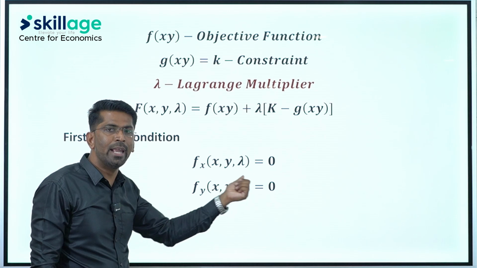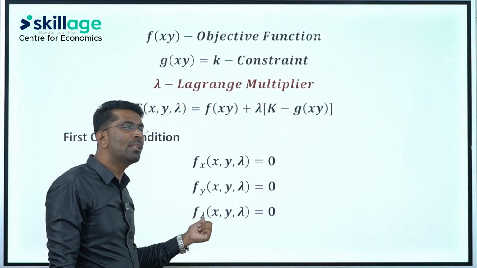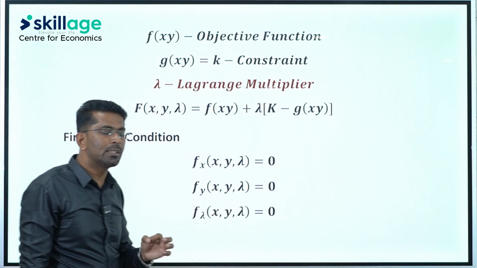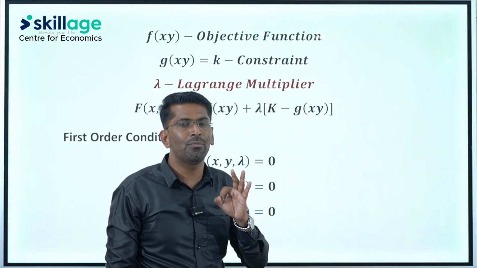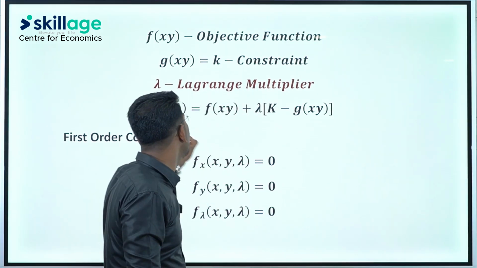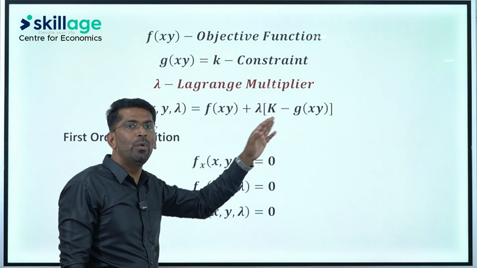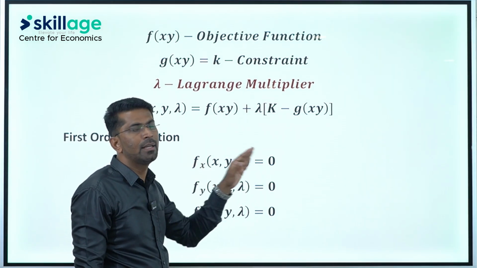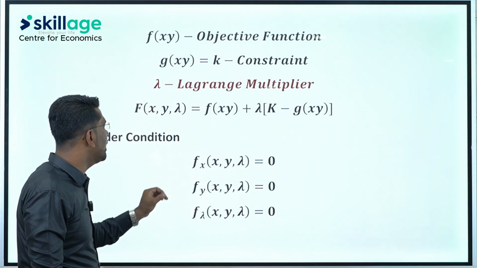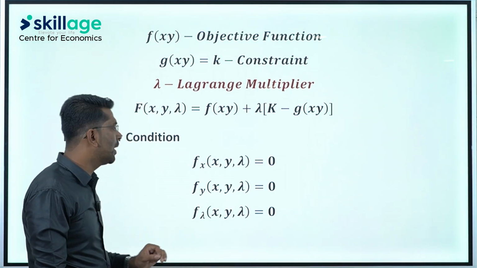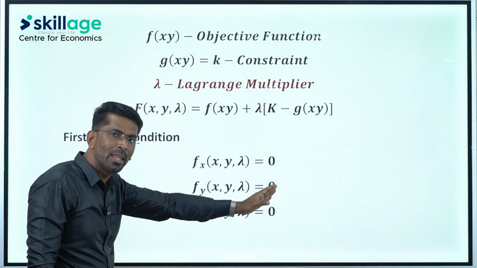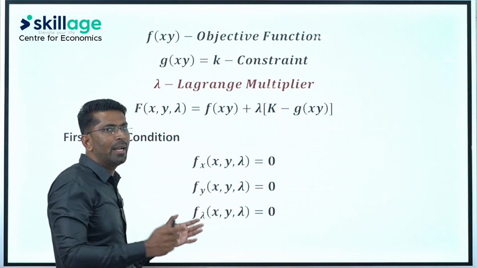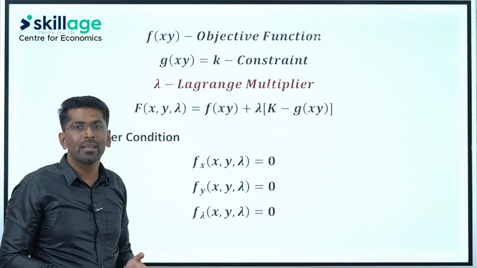Then f of y, and equating with 0, then with lambda and equating with 0. So this is the first order condition. That means we want to partially differentiate the newly formed function with respect to the three variables, that is x, y and lambda. After taking the first order partial derivatives, we have to equate them with 0, and accordingly calculate the values for x, y and lambda, and these values are nothing but the critical values.